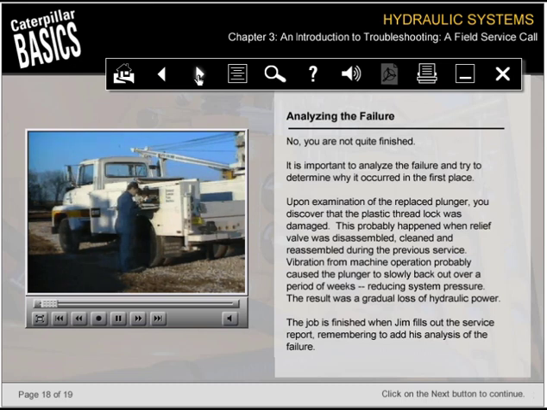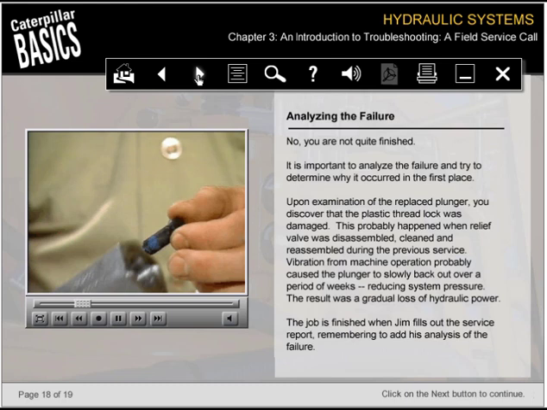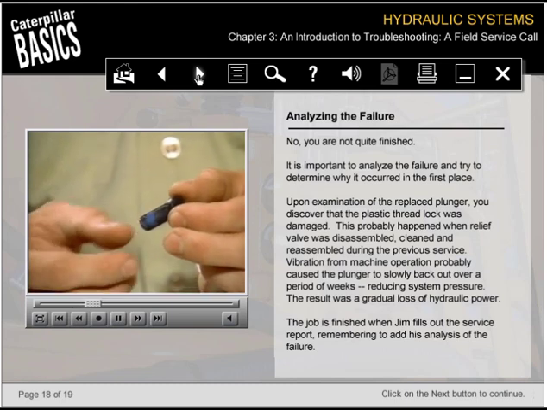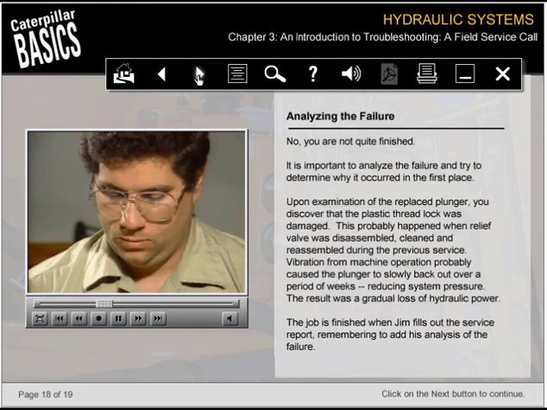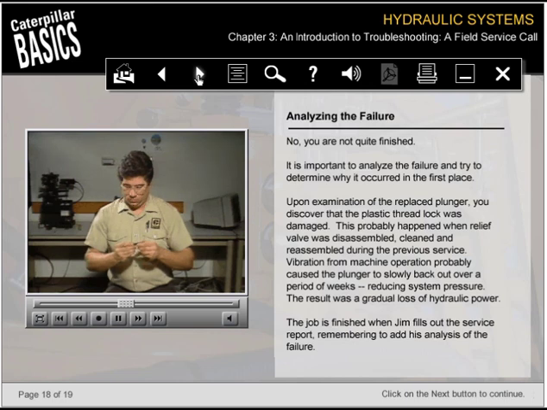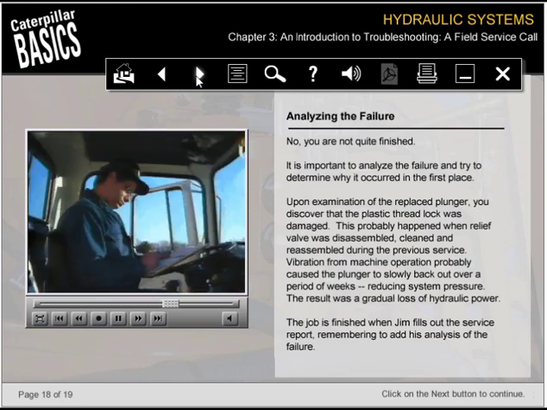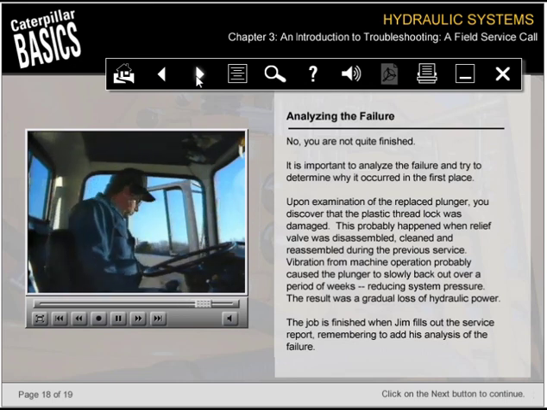It is important to analyze the failure and try to determine why it occurred in the first place. Upon examination of the replaced plunger, you discover that the plastic thread lock was damaged. This probably happened when the relief valve was disassembled, cleaned, and reassembled during the previous service. Vibration from machine operation probably caused the plunger to slowly back out over a period of weeks, reducing system pressure. The result was a gradual loss of hydraulic power. The job is finished when Jim fills out the service report, remembering to add his analysis of the failure.